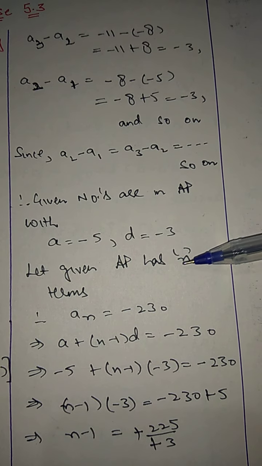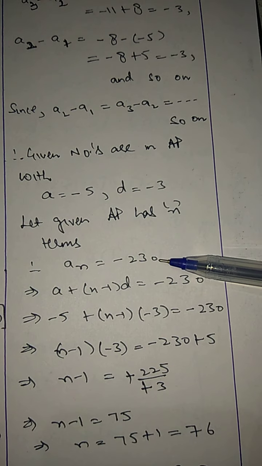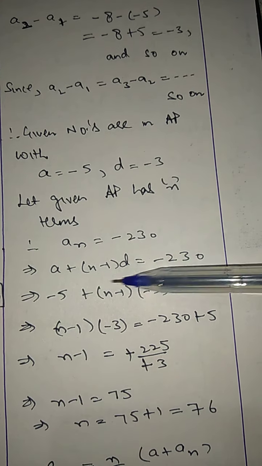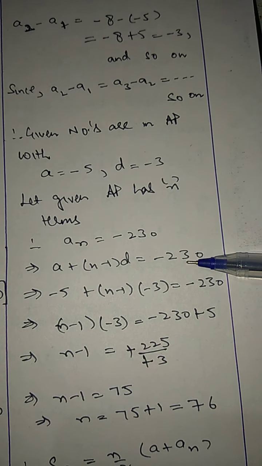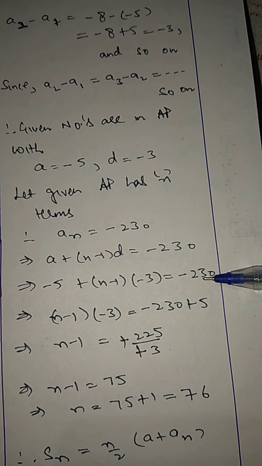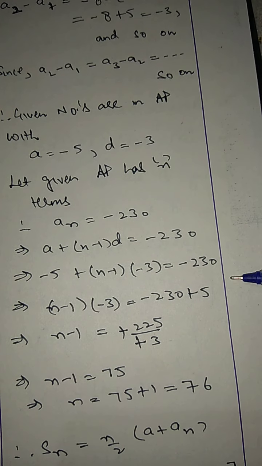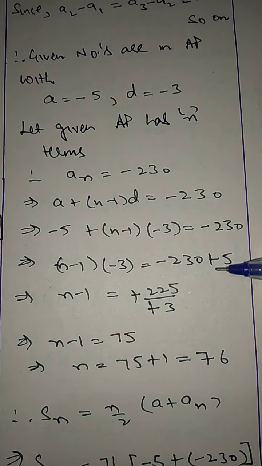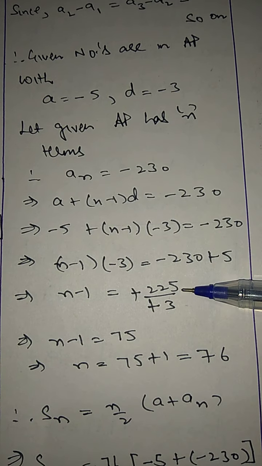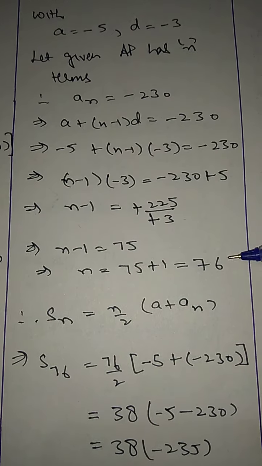Let the given AP have n terms. Then the last term an is minus 230, as given. Using the formula a plus (n minus 1) d equal to minus 230, we get minus 5 plus (n minus 1) into minus 3 equals minus 230. If we transpose minus 5 to the RHS, it becomes minus 230 plus 5. So n minus 1 is equal to minus 225 upon minus 3, which is 75, so n is equal to 76.